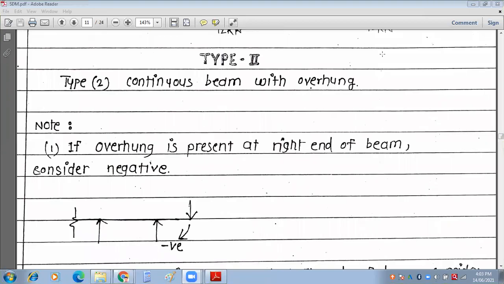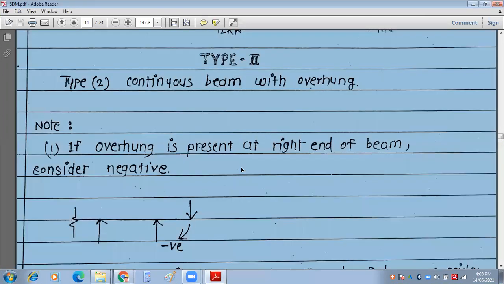Okay, today we proceed to the slope deflection method type 2 problem, continuous beam with overhang. Now let us take down one note. If the overhang is present at the right end of the beam, consider it negative.